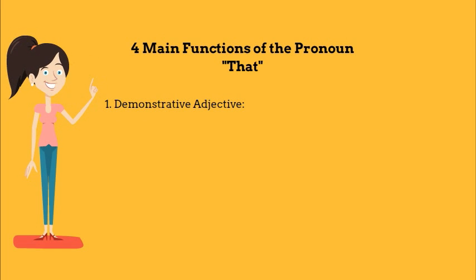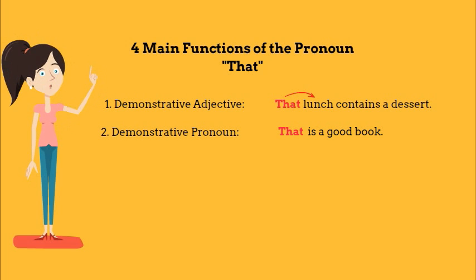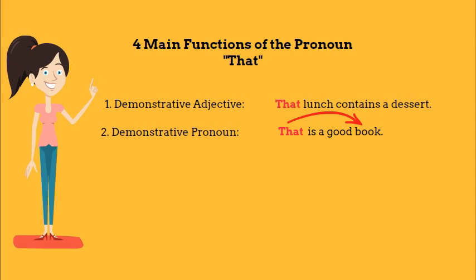First, you have a demonstrative adjective. That lunch contains a dessert. That is next door to the noun. The second one is the demonstrative pronoun. That is a good book. That is away from the noun being pointed out.